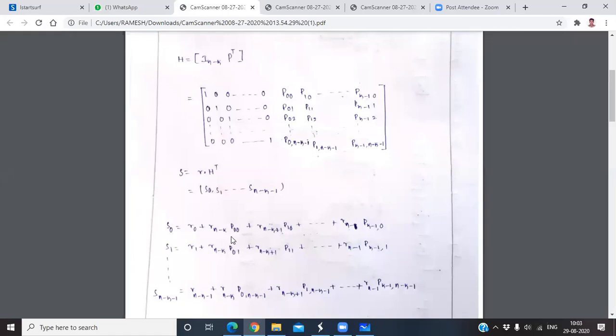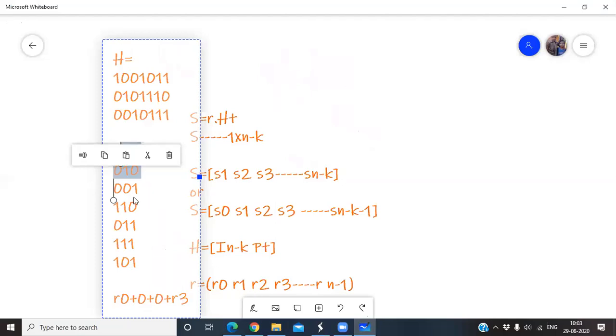Is it okay? Now this is R3. What is the next one? R4. R4 is nothing but n minus k plus 1. Next, R5 is n minus k plus 2. R6 is n minus k plus 3, and so on.